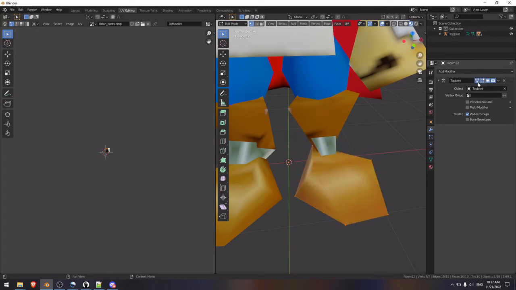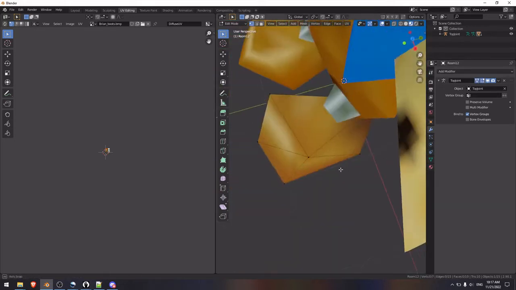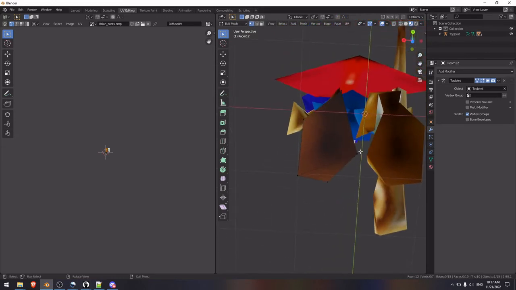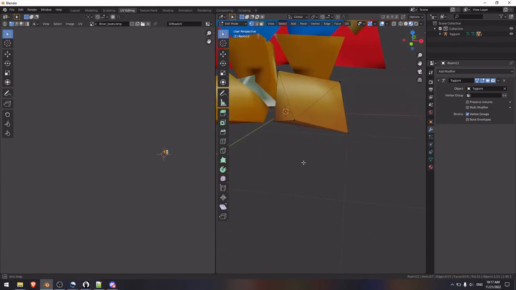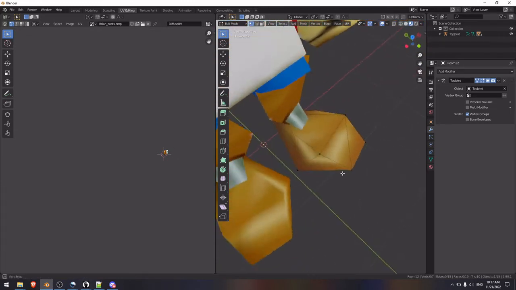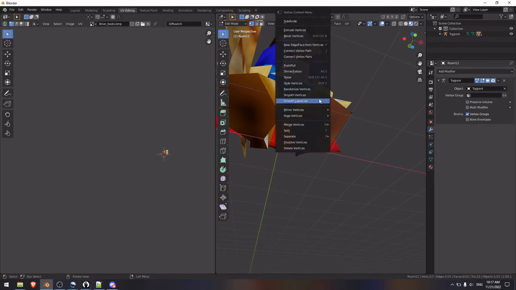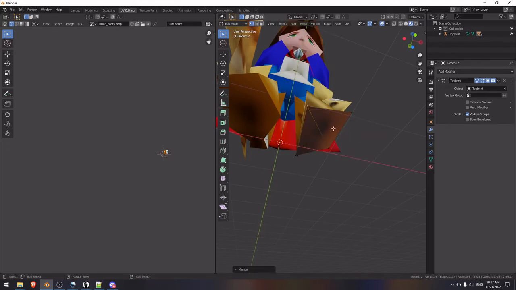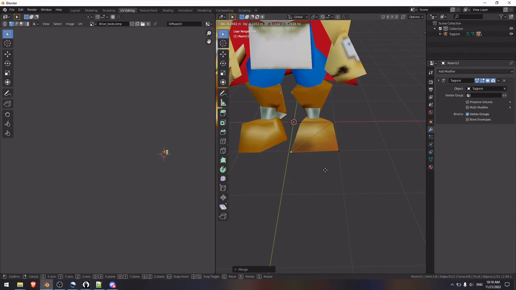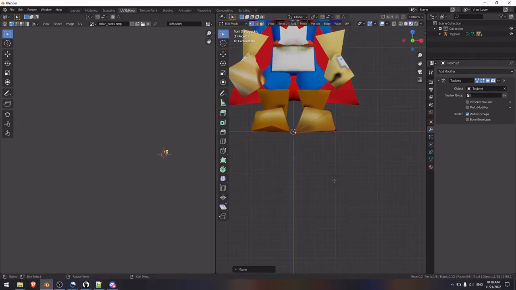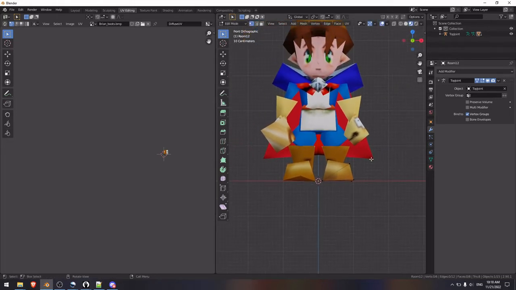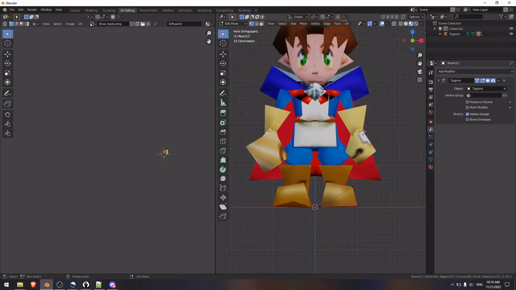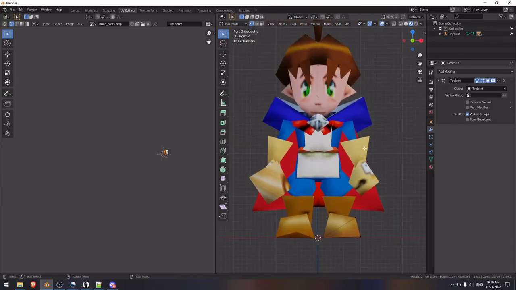We take a look at the foot. We probably can get away with merging some of them together. I do want to keep that bit on the top, but I have a feeling I can probably merge these two together. Merge at center. And if we drag that out a little bit, might work. But this is basically the idea. We're going to go in and try and merge all of these verts together to shrink it down.